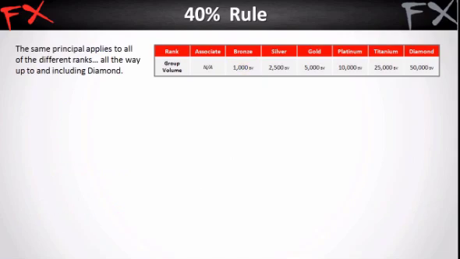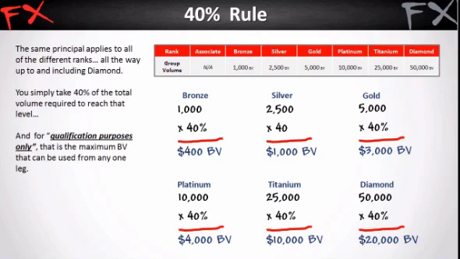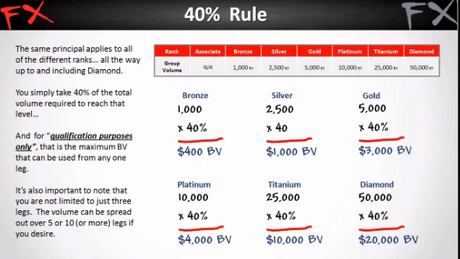This same principle applies to all of the different ranks, all the way up to and including diamond. You simply take 40% of the total volume required to reach that level, and for qualification purposes only, that is the maximum BV that can be used from any one leg. It's also important to note that you are not limited to just 3 legs. The volume that you use to qualify can be spread out over 5 or 10 or more legs if you desire.